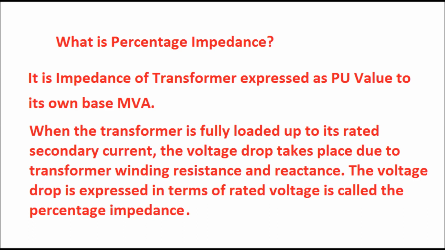Again, when the transformer is in fully loaded condition, due to the flow of the rated secondary current, a voltage drop takes place due to the transformer winding resistance and reactance. This voltage drop is expressed in terms of the rated voltage, which is called the percentage impedance. So the percentage impedance is the ratio of the voltage drop to the rated voltage.